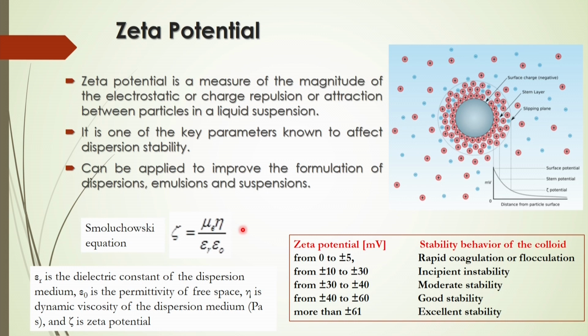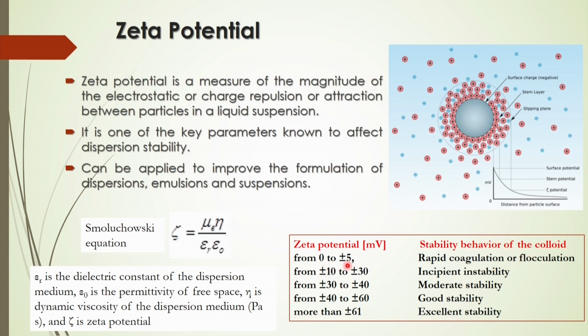And xi is the zeta potential, and epsilon r and epsilon 0: epsilon r is the dielectric constant of the dispersion medium, and epsilon 0 is the permittivity of free space. So, these parameters will give you the zeta potential. You will see there are some ranges of the zeta potential, and what will be the effect of this range of zeta potential on the stability behavior of the colloid medium inside the bed.